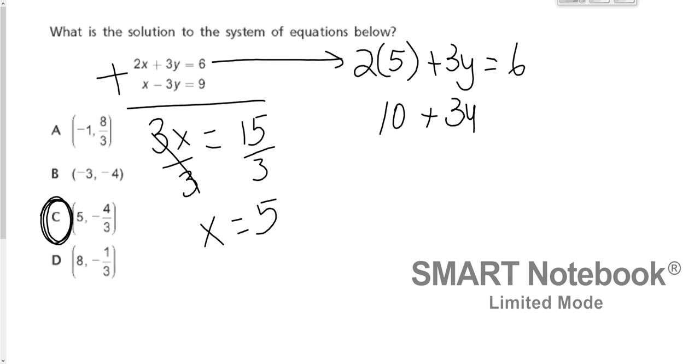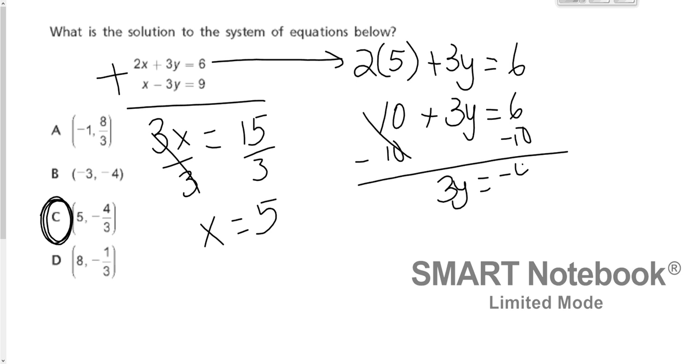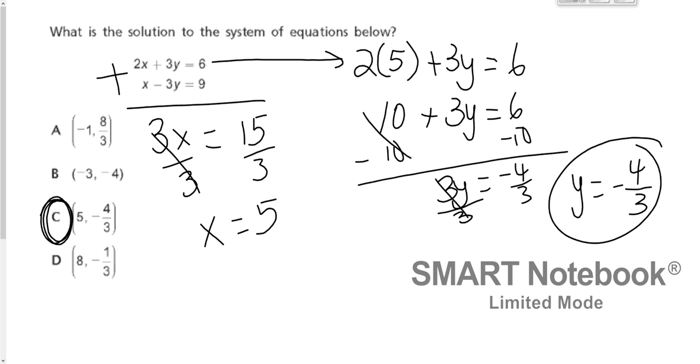So 10 plus 3y equals 6, minus 10 from both sides. 3y equals negative 4. Divide both sides by 3. And I can see that y equals negative 4/3. I didn't actually divide these because I know that 3 doesn't go into 4 evenly. It's just going to give me a repeating decimal. So I left it as a fraction, and I can see that that is what the y value should be. So it's correct.